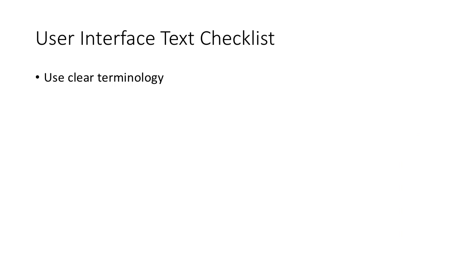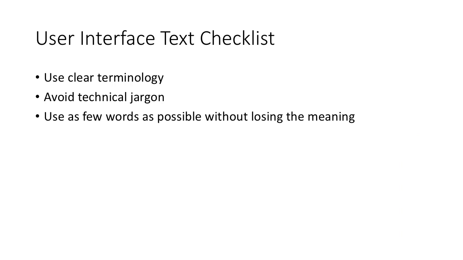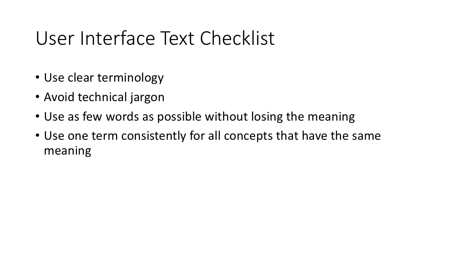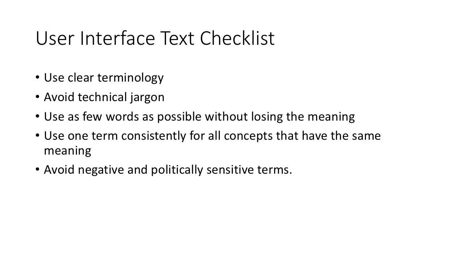So here's a checklist when coming up with your text for your product: use clear terminology, avoid technical jargon, use as few words as possible without losing the meaning. So less is more. And then you also use one term consistently for all your concepts that have the same meaning. So try not to use different synonyms for the same thing, because like I said, it could cause some confusion later on down the line.